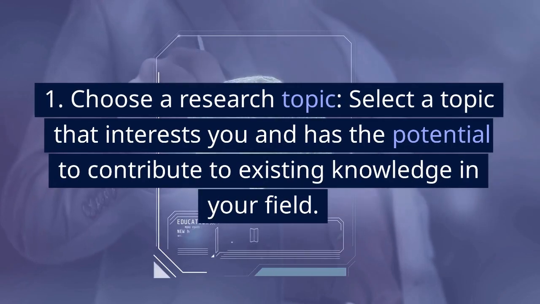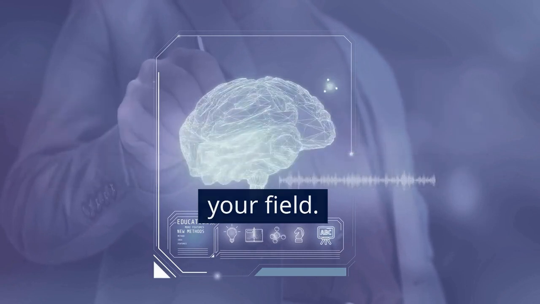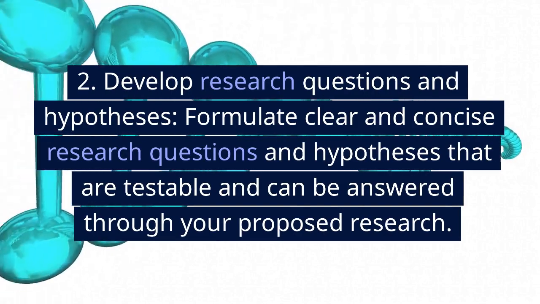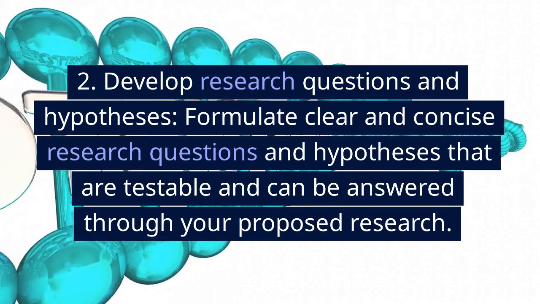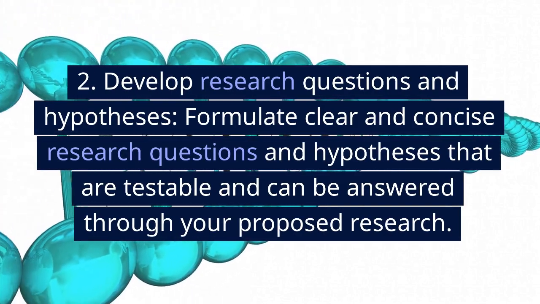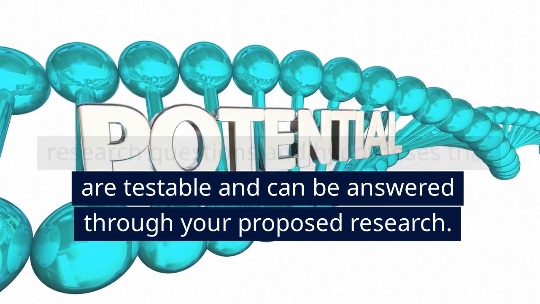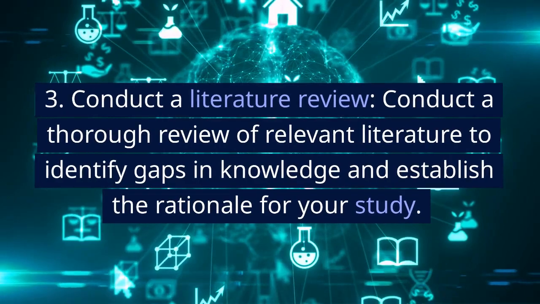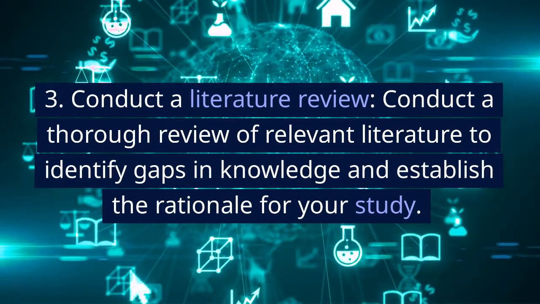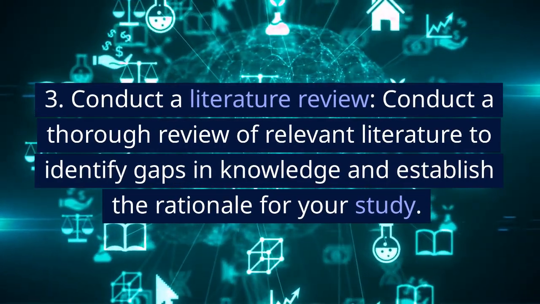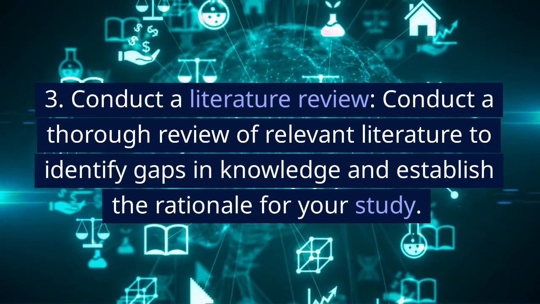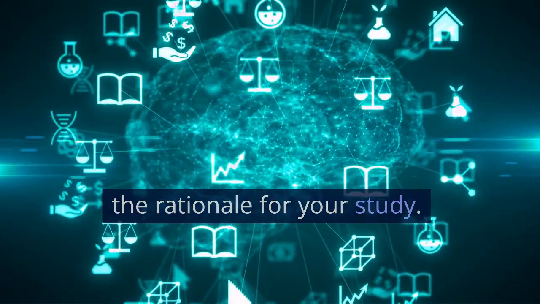1. Choose a research topic. Select a topic that interests you and has the potential to contribute to existing knowledge in your field. 2. Develop research questions and hypotheses. Formulate clear and concise research questions and hypotheses that are testable and can be answered through your proposed research. 3. Conduct a literature review. Conduct a thorough review of relevant literature to identify gaps in knowledge and establish the rationale for your study.